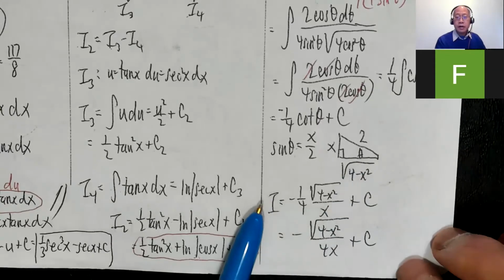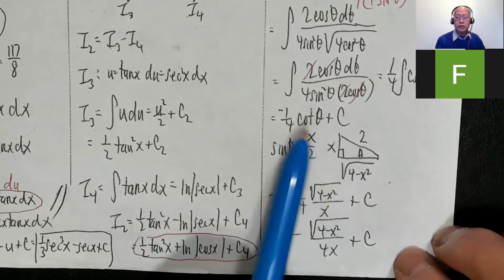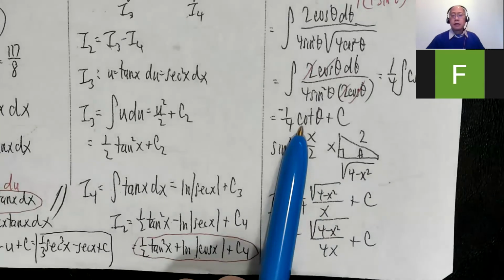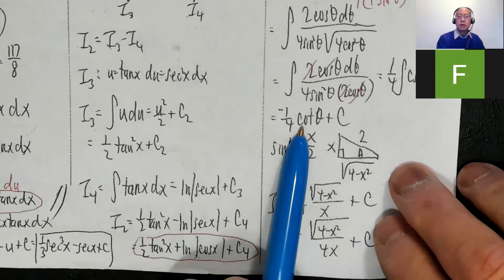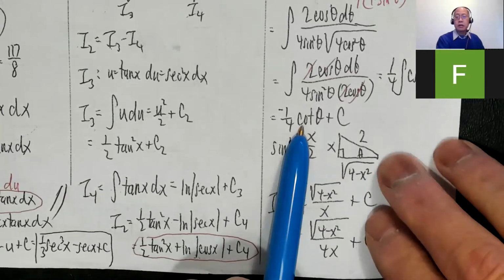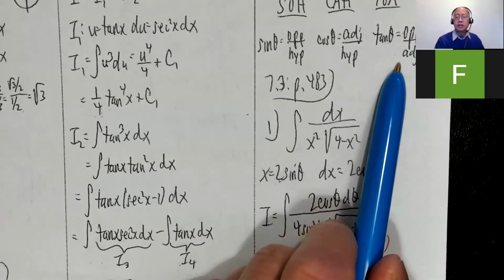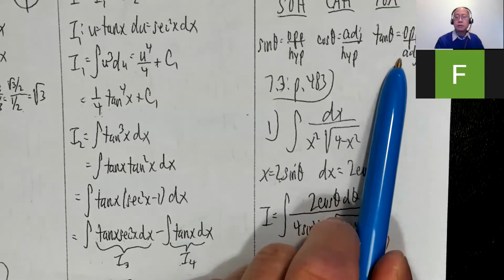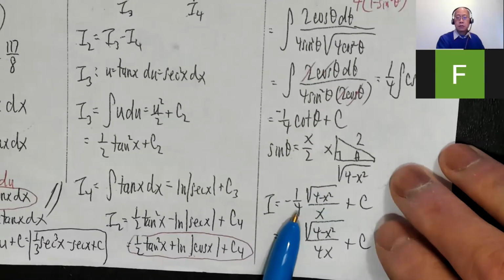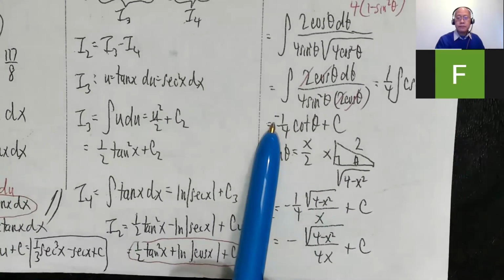All right, so my integral is negative 1/4 cotangent. Oh boy, what is cotangent? Cotangent is the reciprocal of the tangent, right? So tangent, TOA, was opposite over adjacent. So cotangent is adjacent over the opposite. So I leave that negative 1/4 alone.